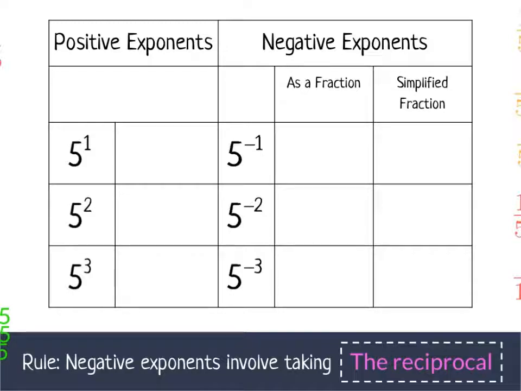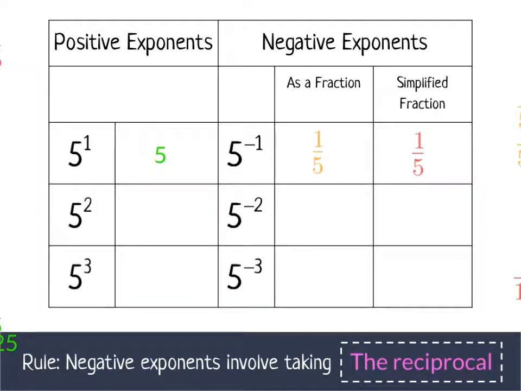So let's take a look at 5 to the first power. So 5 to the first power is 5. Anything to the first power is itself. So now I want the reciprocal of that for 5 to the negative first. So 5 to the negative first is going to be 1 over 5. And I can simplify that as 1/5.